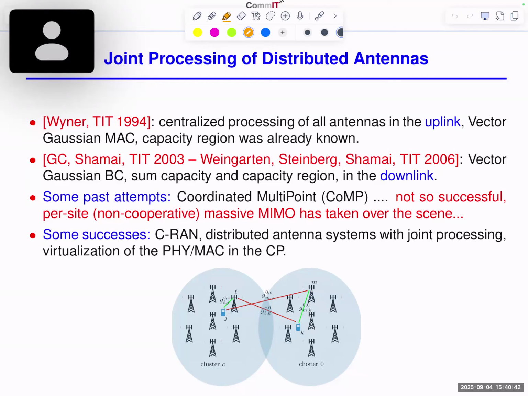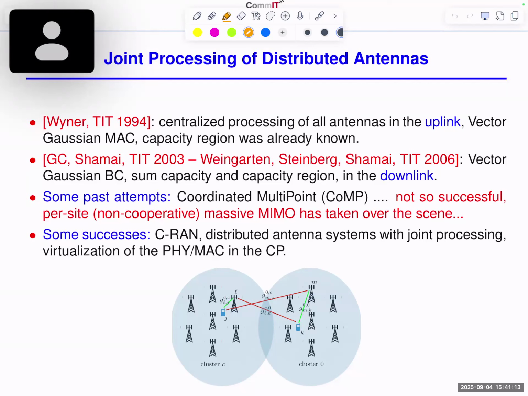So great, this was a lot of excitement, but the problem is how do we actually process all these antennas together? Well, there are a lot of practical problems, right? And people have tried. In fact, at the time of 3G and then 4G, the industrial name of this was CoMP, coordinated multi-point. Not so successful because there were a lot of technical problems.